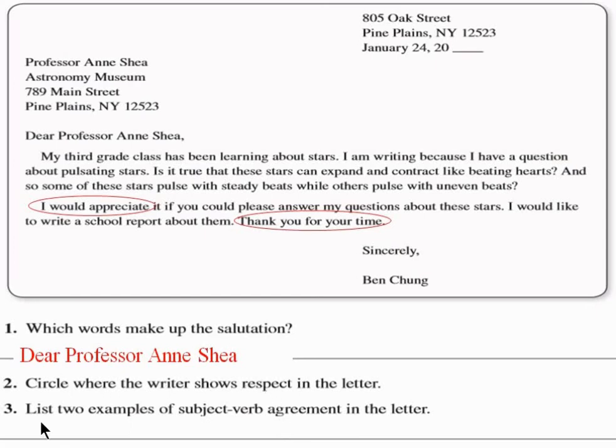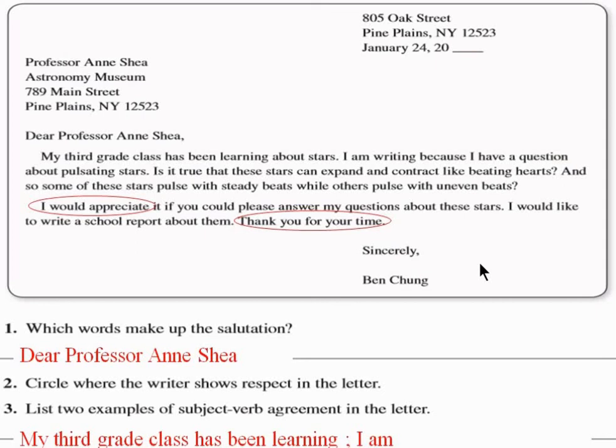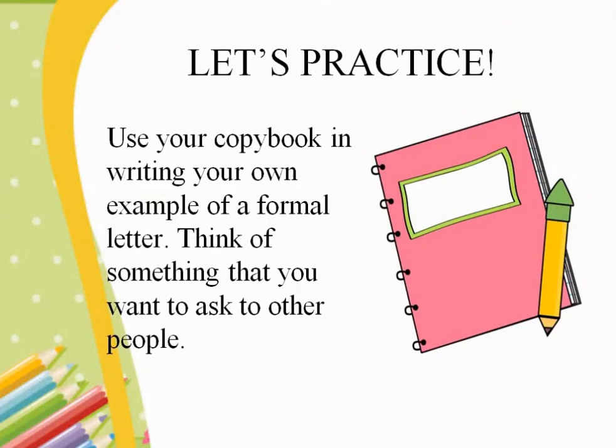Number 3. List 2 examples of subject-verb agreement in the letter. This was your topic the last time. So again, the subject and the verb must agree. For example, my third grade class has been learning. See, third grade class has been. The next one is I. So the proper verb after it is am. I am. This part and this part. Got it? Good job, kids.